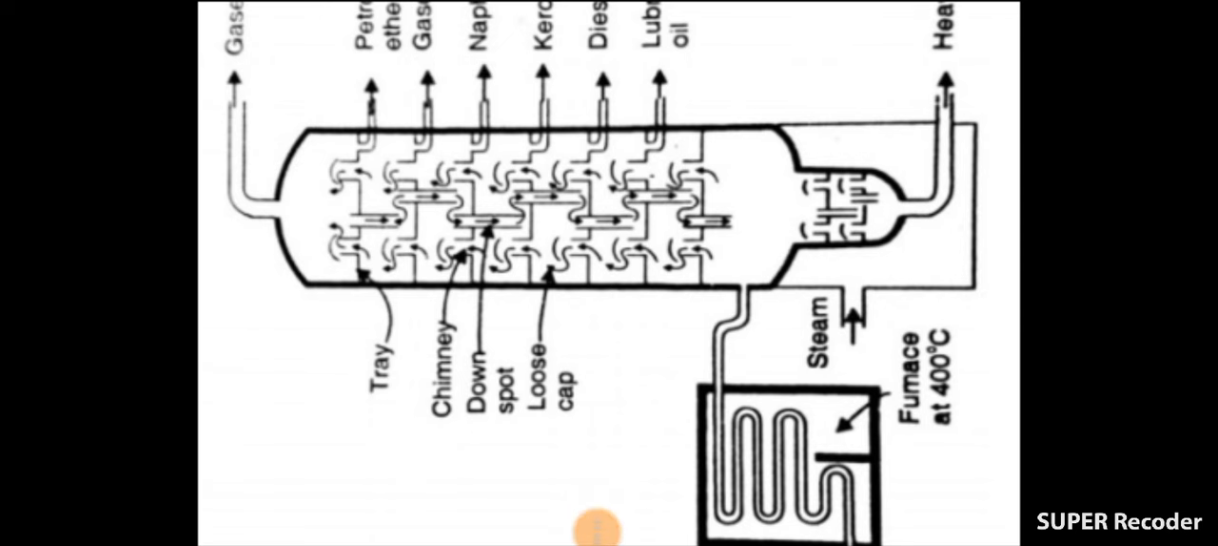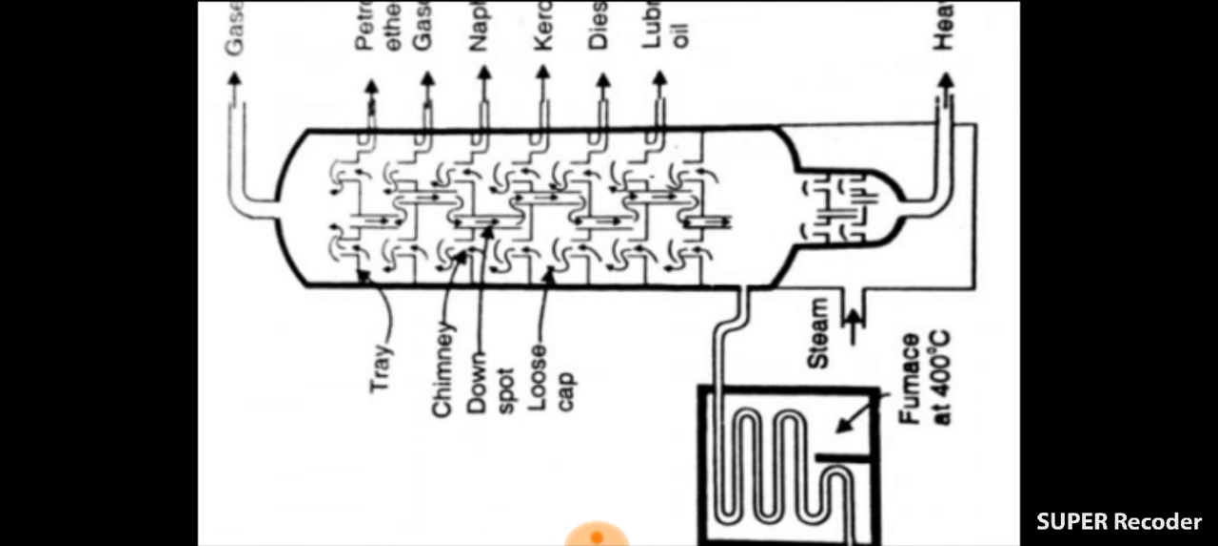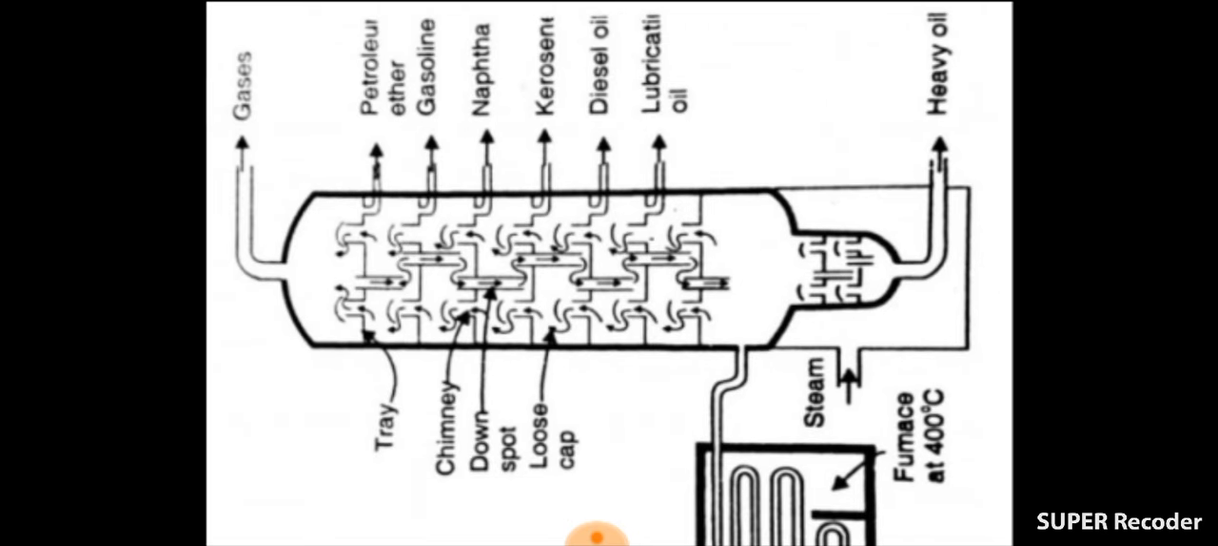That can pass air easily. The thin layer is called the chimney, and here are the trays shown here, and the outer wall forms the gases and the petroleum ethers first. Here are the 7 trays. We can see in the last tray the temperature is highest, starting from 400 degrees Celsius. From here we get lubricating oil, then diesel oil, then kerosene, then naphtha, then gasoline, then petroleum ethers. We can see it like that.